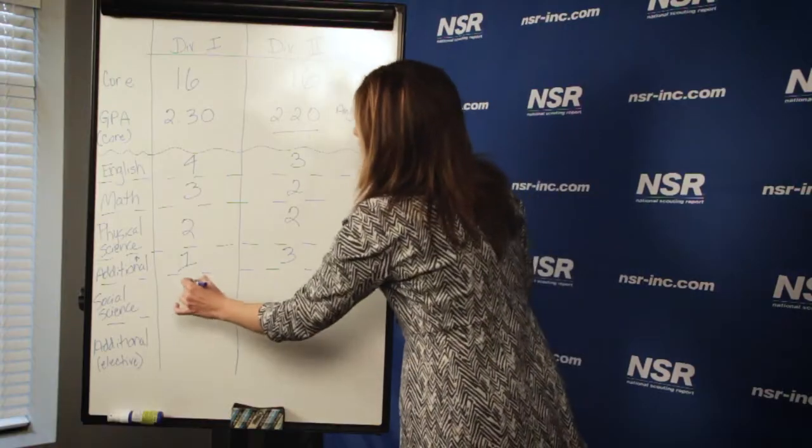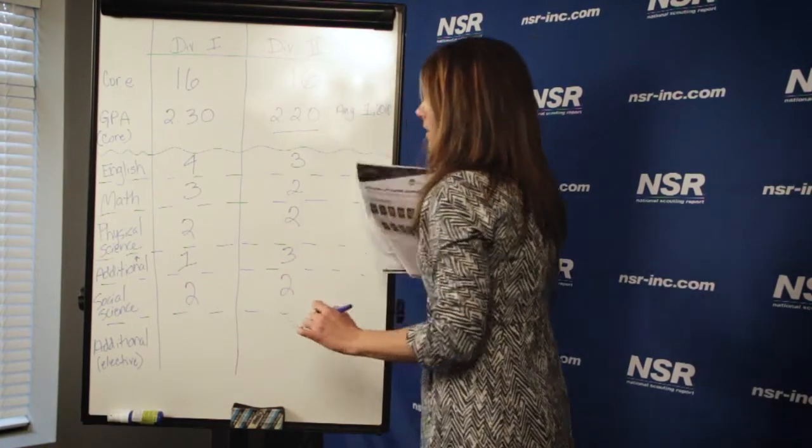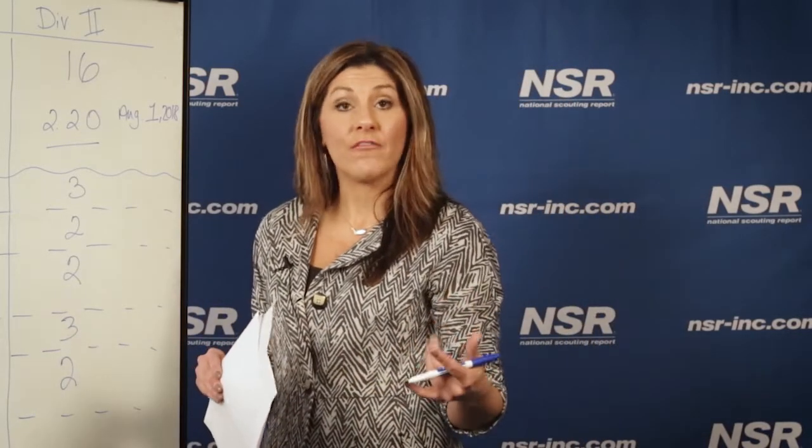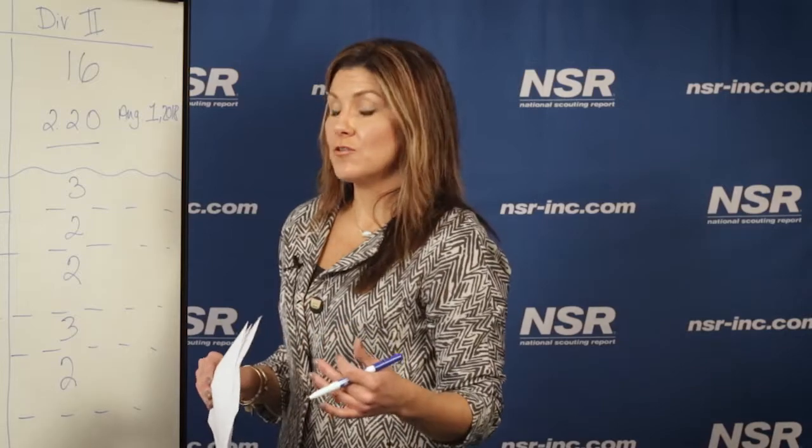Social science, you have to have 2 years of, for both Division I and Division II, of a social science. Again, your social sciences are going to be your histories, your government classes. Those are going to be social sciences.